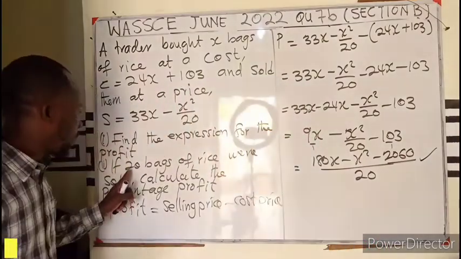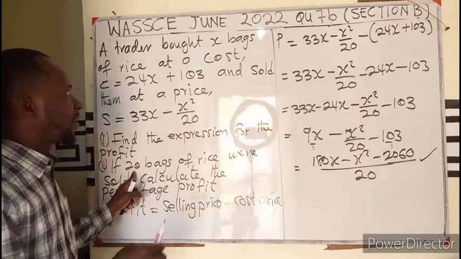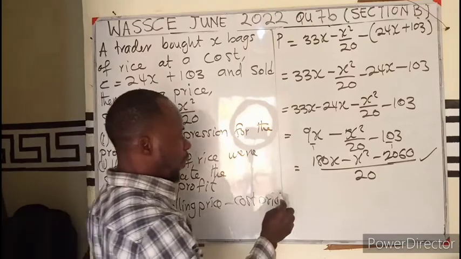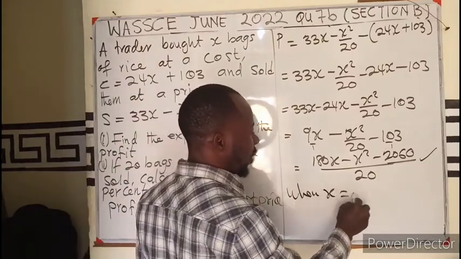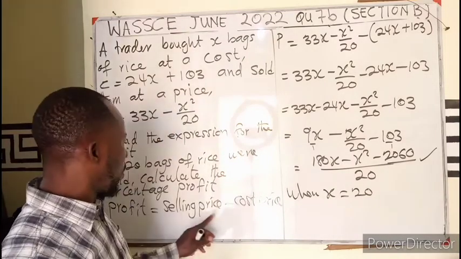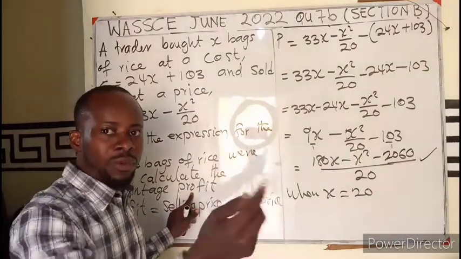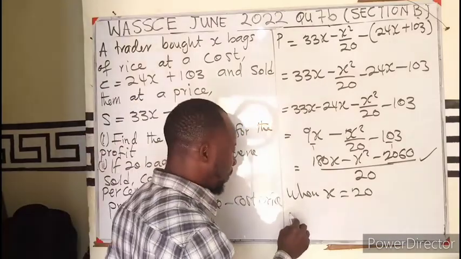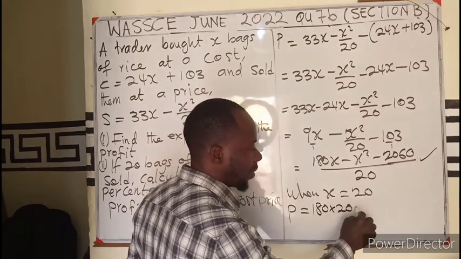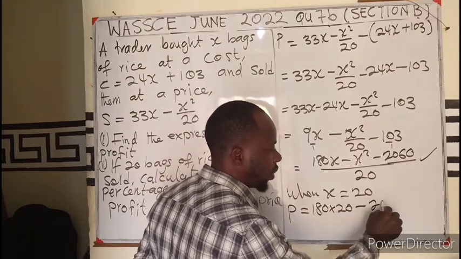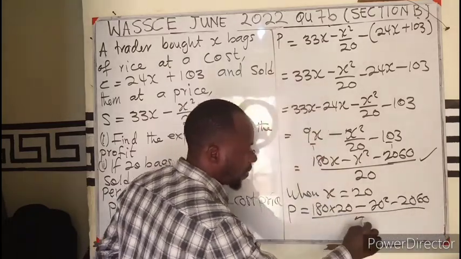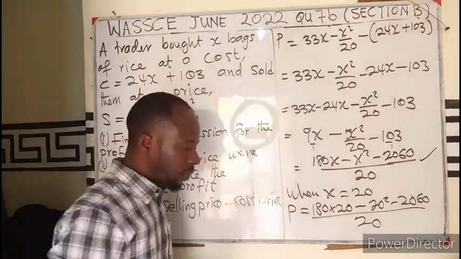Then Roman number 2: they say he bought x bags, meaning x is now what? 20. So when x equals 20, what will be the profit? We are looking for profit percent, and we need a profit to find the profit percent. So in this case, my profit is going to be 180 times the x, minus x squared, which is 20 squared, minus 2060, all divided by what? 20. Good.